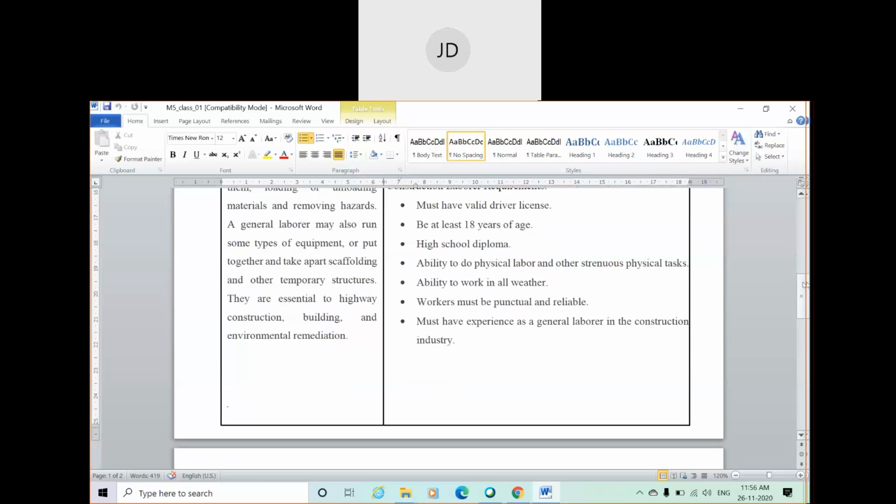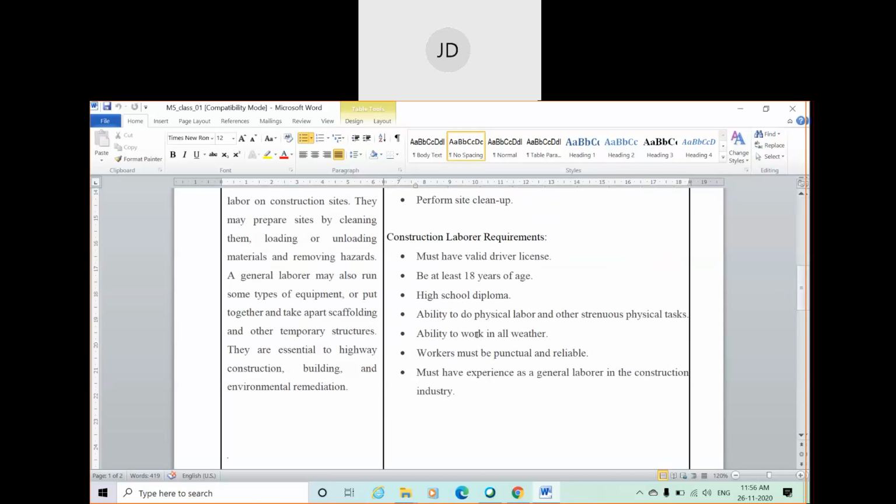Then a worker must be punctual and reliable. It's an ethical part again. Suppose a laborer satisfies all these five criteria, that is, he has a driving license, he is more than 18 years of age, he has passed the diploma, he or she can do physical labor and can also work in all weather.